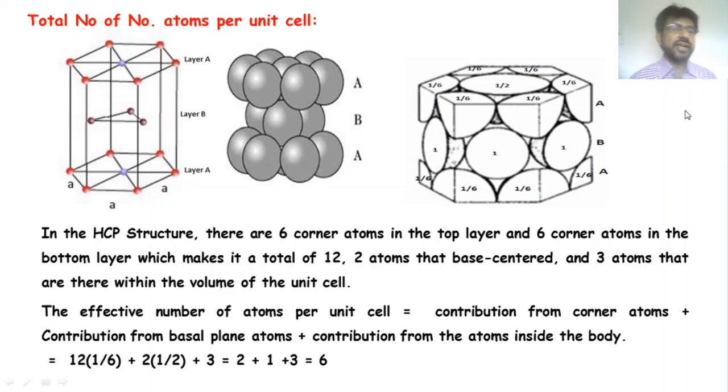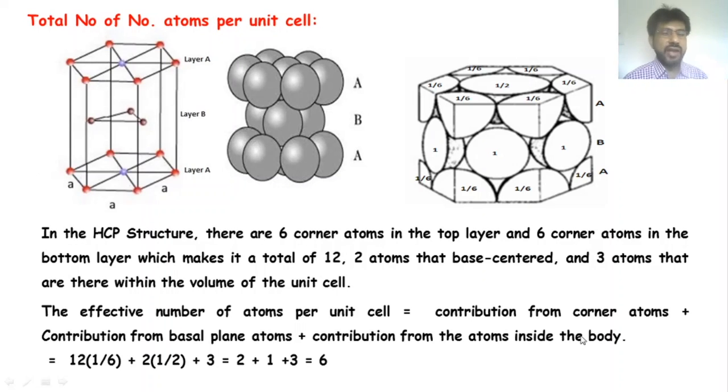Therefore, in case of the HCP type of structure, we can say that there are the 6 corner atoms in the top layer and the 6 corner atoms in the bottom layer. So there are a total of 12 atoms, and the 2 atoms which are at the center of the lower face and the upper face, and the 3 atoms that are within the volume of this unit cell.